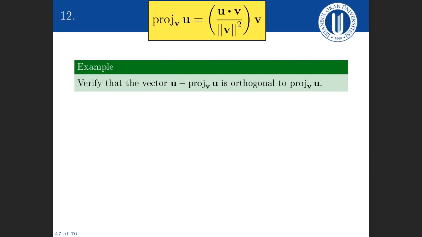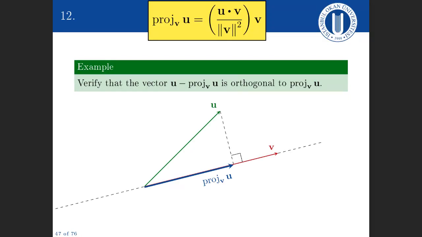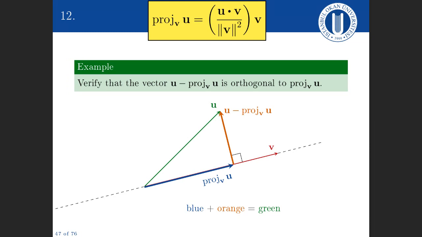Verify or check that the vector u minus the projection of u onto v is orthogonal to the projection of u onto v. The picture looks like this. This is u, v, and the projection of u onto v. And the vector u minus the projection of u onto v must then be this orange vector. We are asked to check that these two vectors are orthogonal. In other words, we are asked to check that this angle here must be 90 degrees. Before I go on, remember how we add vectors together by doing them nose to tail. Blue plus orange must be the same as green in this picture. Projection of u onto v plus u minus projection of u onto v must be the same as u. Yes, the formula worked.